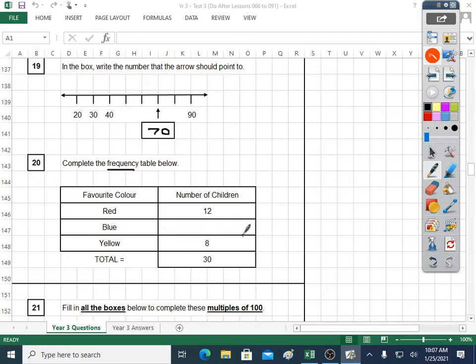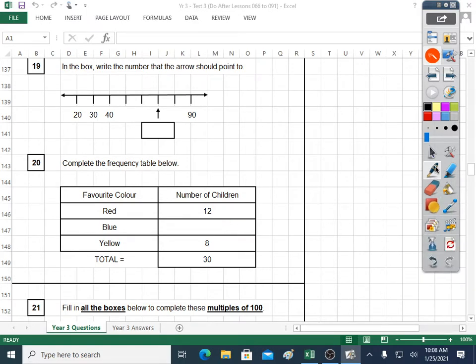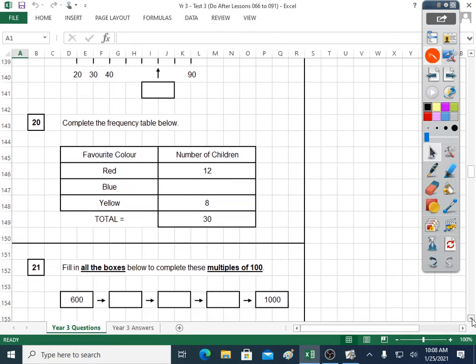Who picked blue? Well, 12 and 8. What does 12 and 8 make? It makes 20, doesn't it? So 20 children are there, but the total's 30. So we'll need another 10 children to get up to the total. 12 plus 10 is 22, plus 8 is 30. So the missing number is 10. On to question 21 already.